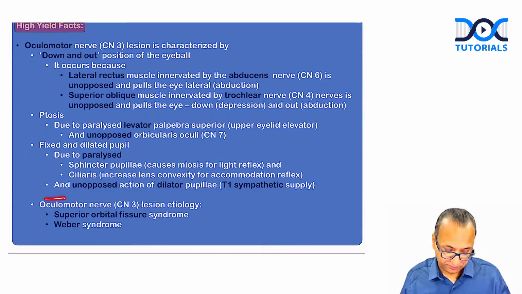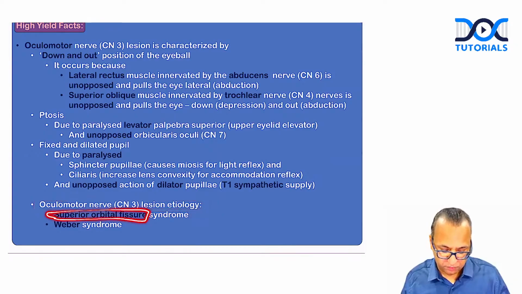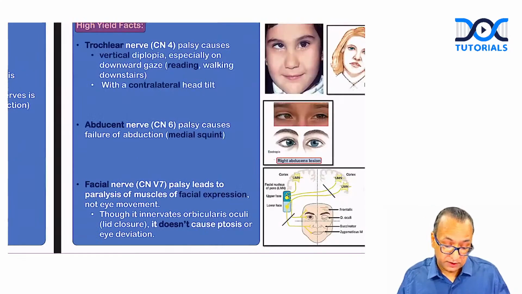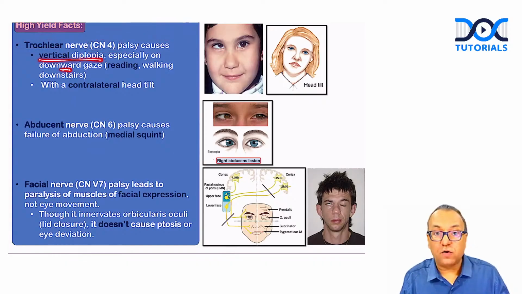And for oculomotor lesion, what could be the etiology? It could be cases like superior orbital fissure syndrome, which came to you this time. It could be Weber syndrome also because it also compromises the third nerve. Now, what about the trochlear nerve? Trochlear nerve is cranial nerve 4, and it supplies the superior oblique, which is not working. There will be a vertical diplopia, especially when you are looking downward.